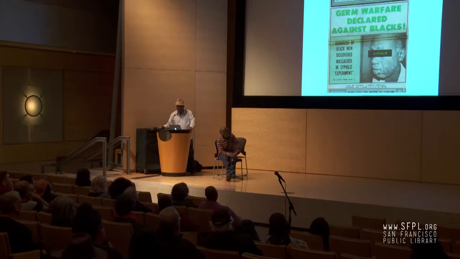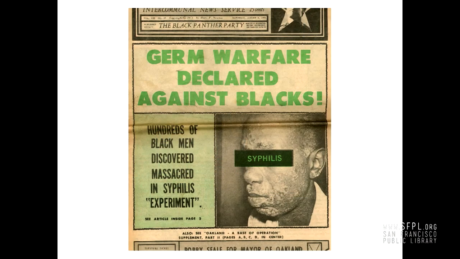This is also one dealing with the germ warfare declared against Blacks. In 1939, you had about, I think it was 99 sharecroppers who couldn't read or write, and they were given $50 to be in this syphilis study by the health department. And they were in the study. In 1947, they had found a cure, and it was penicillin for syphilis. But they didn't give them the penicillin. They kept them in the test until 1972.